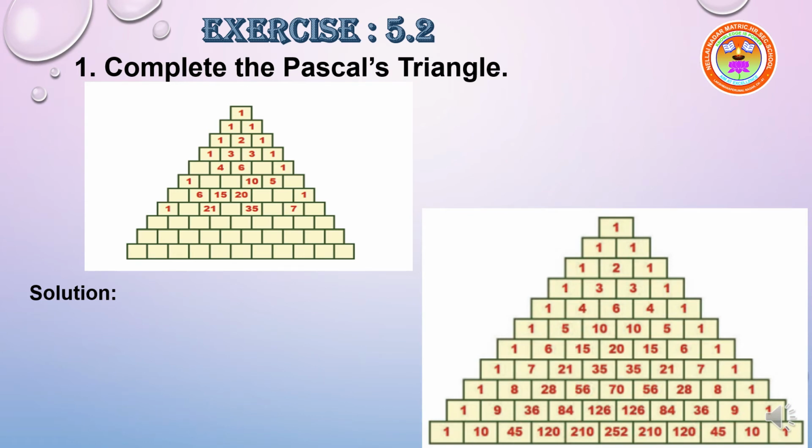So here we have first written all the ones on both the ends. Then I have added 1 plus 4, that is 5. Next, 6 plus 4, that is 10. So 4 should be there. Likewise, if we repeat this step, by adding the numbers in the previous row, we can get the complete Pascal's triangle.